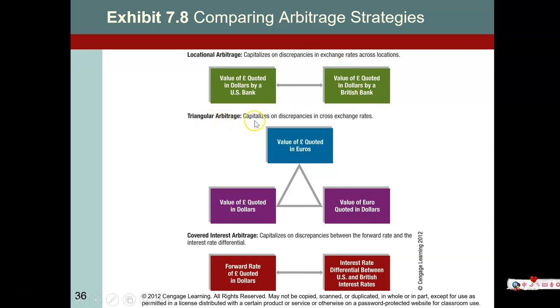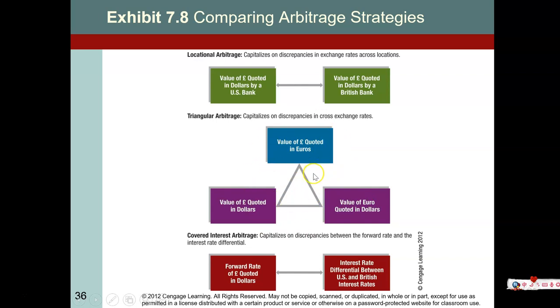Triangular arbitrage capitalizes on discrepancies in cross-exchange rates. Value of pound quoted in euros, value of pound quoted in dollars, value of euro quoted in dollars. Okay, these three have to be consistent with each other.